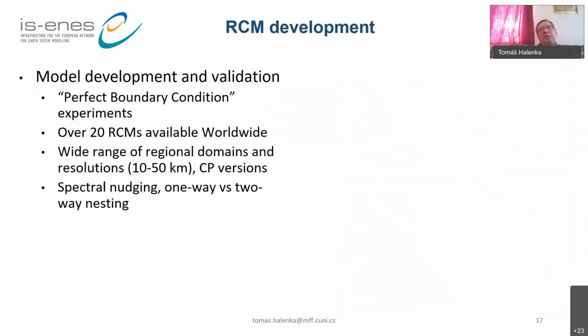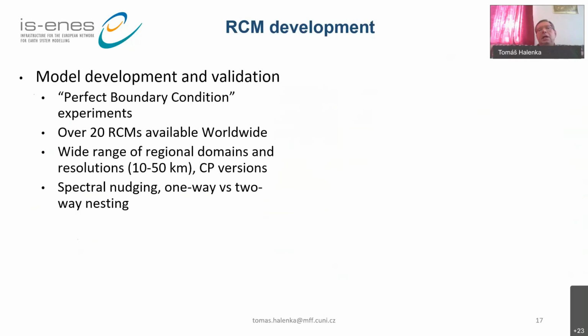Concerning the development, that's definitely validation. It's an important issue that one starting experiment with every regional climate model is to run it with the reanalysis, as I already said. It's some kind of perfect boundary condition experiment, which enables you to really validate your regional model and to get information on the properties of your model.